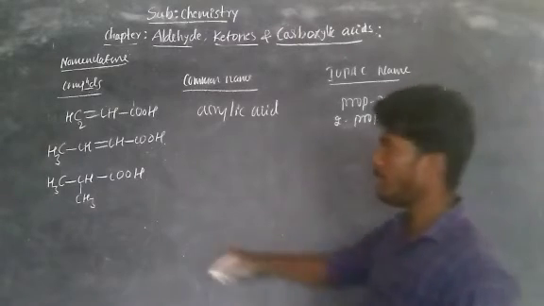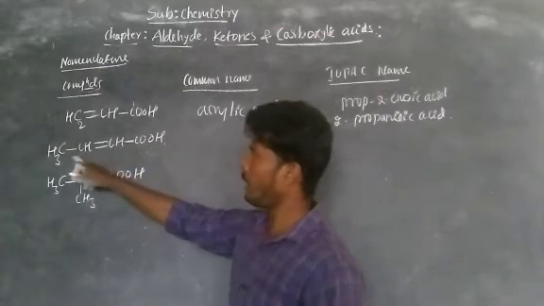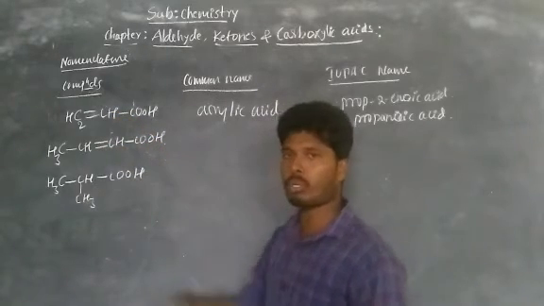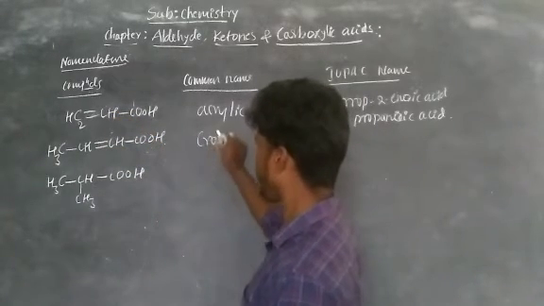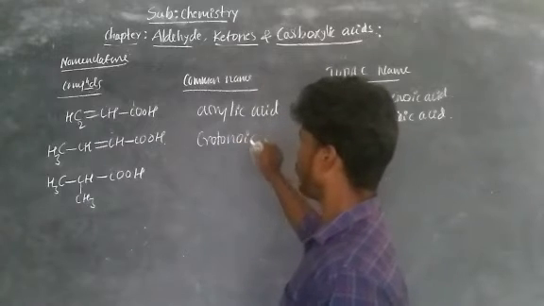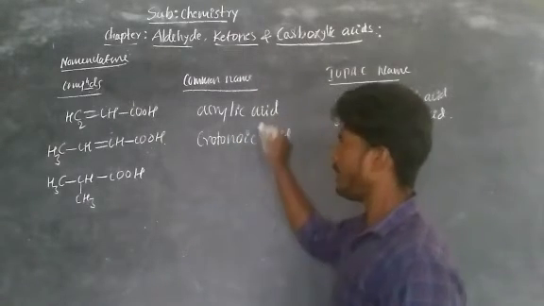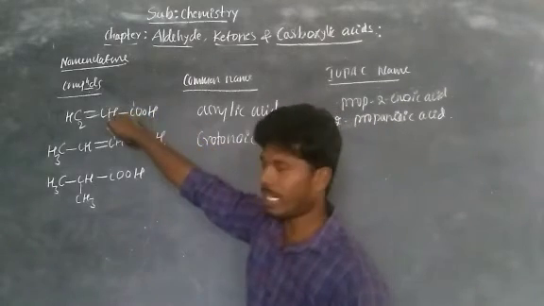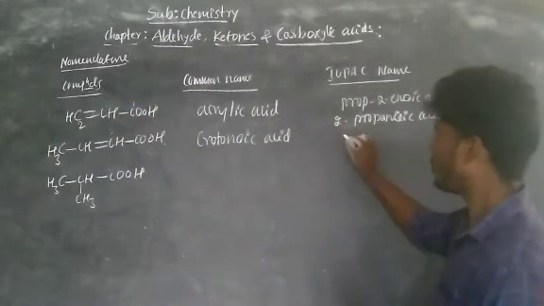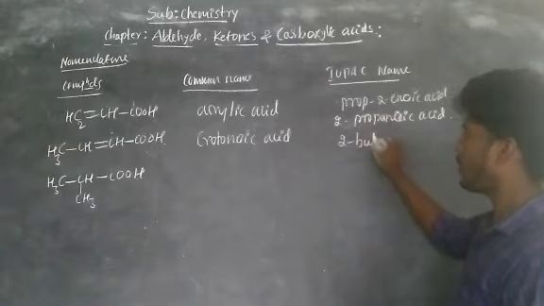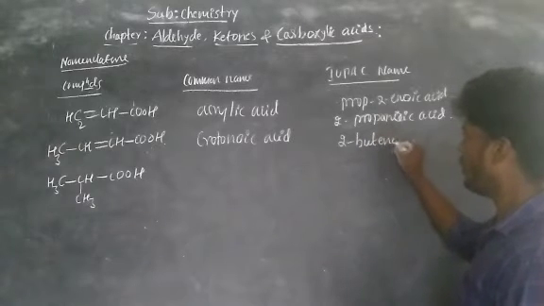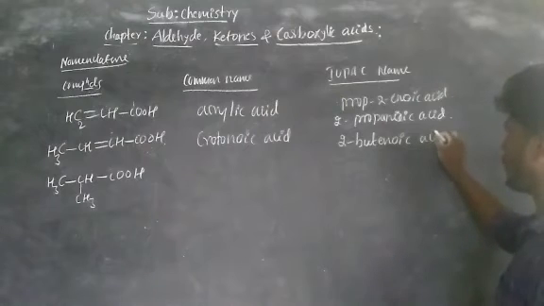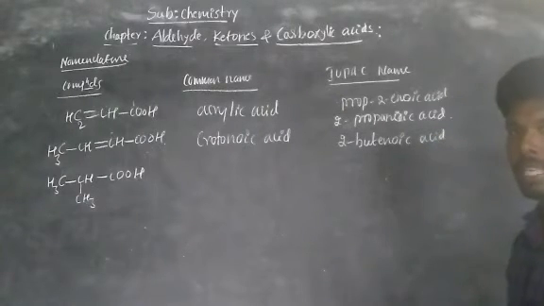Okay, now similarly this one, observe 1, 2, 3, 4 carbons are there. At second carbon there is a double bond. The common name is crotonic acid. Now similarly write the IUPAC name 1, 2. Second carbon containing double bond, so this is 2. How many carbons are there? 4. That is but-2-enoic acid, like that.